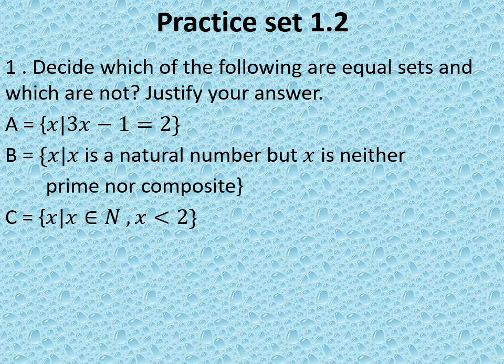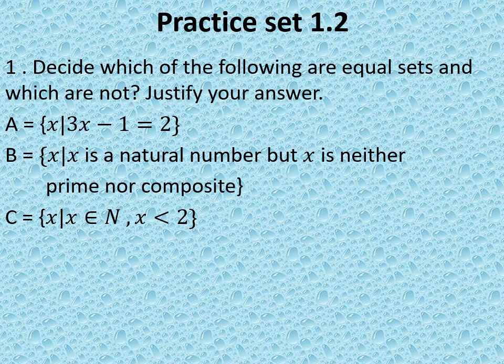We will start with Practice Set 1.2. First question. Decide which of the following are equal sets and which are not. Justify your answer. We will recall what equal sets are. The definition of equal sets: if all the elements in set A are equal to all the elements in set B, in both the sets the elements should be equal, then they are called equal sets.